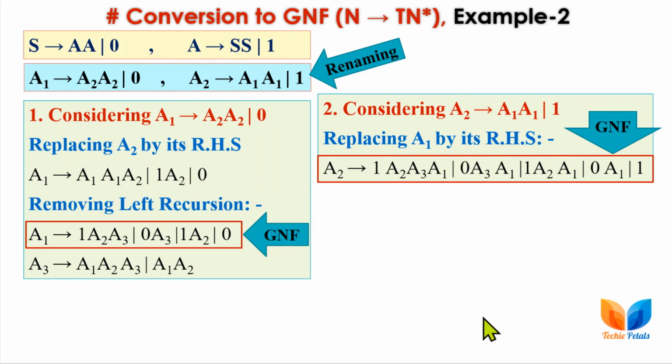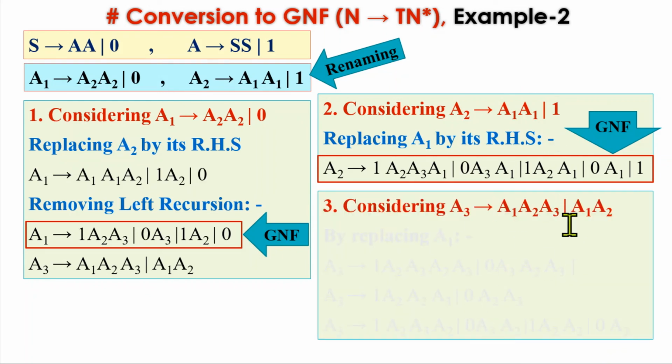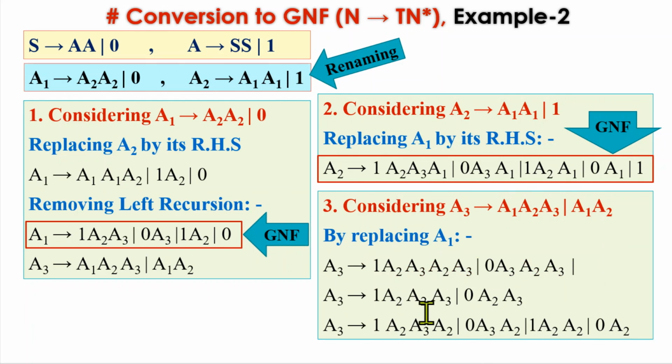Okay, now we have to repeat the same for A3. Now we are considering A3 as A3 is having A1 in the first production and also in the second production rule. So we have to substitute the 4 rules of A1 here and here. After substituting 4 production rules here, we are getting 4 rules here, and after substituting 4 rules here, we are getting 4 rules here. So in total we will be getting 8 rules corresponding to A3, and all those rules will be in GNF. So here are the rules after substituting A1 in A3, and all these 8 rules are in GNF.